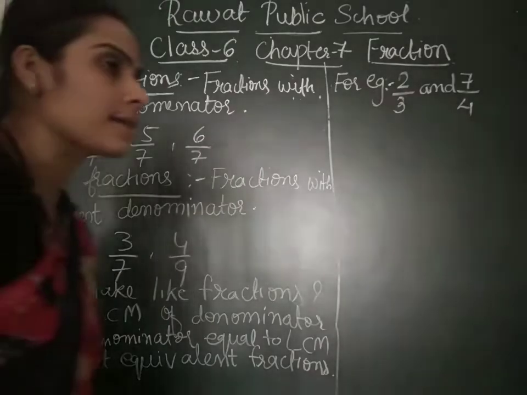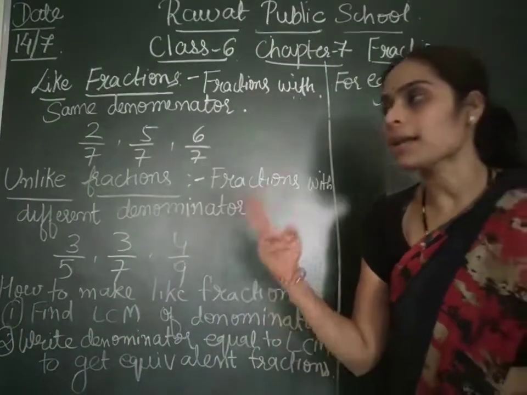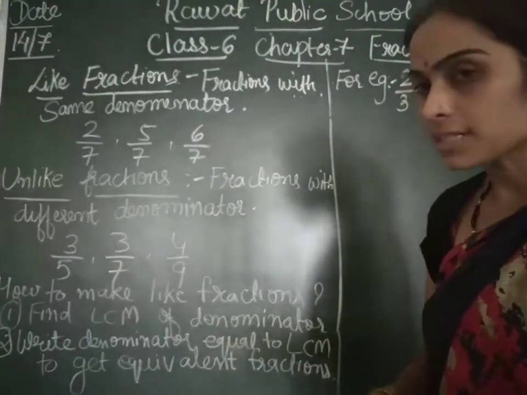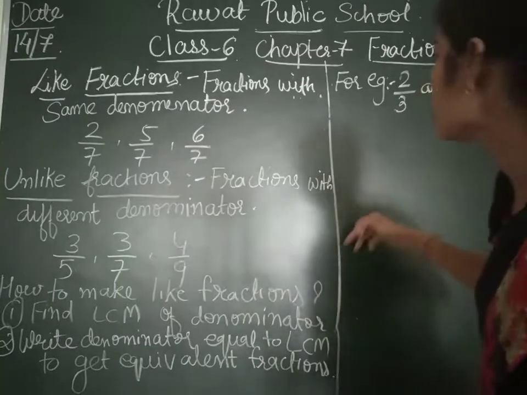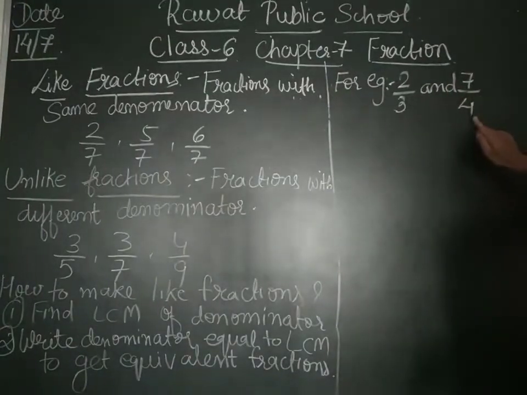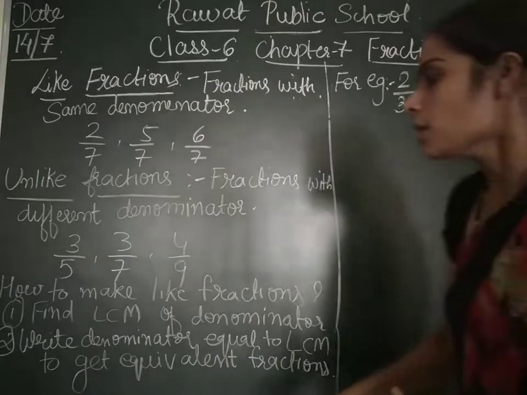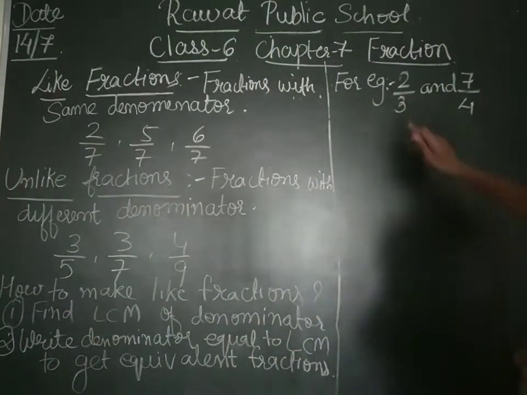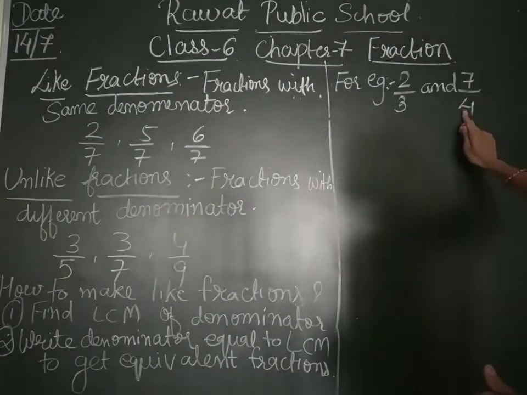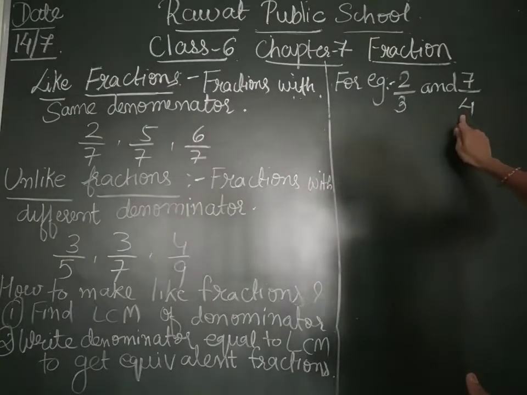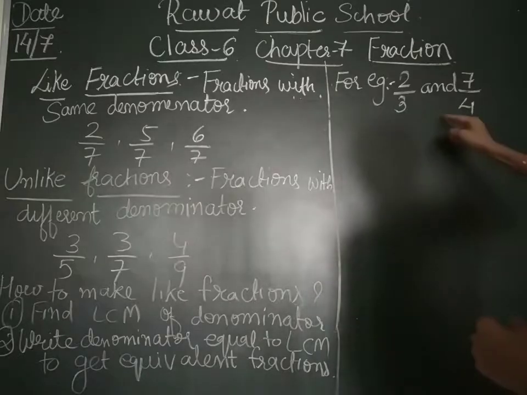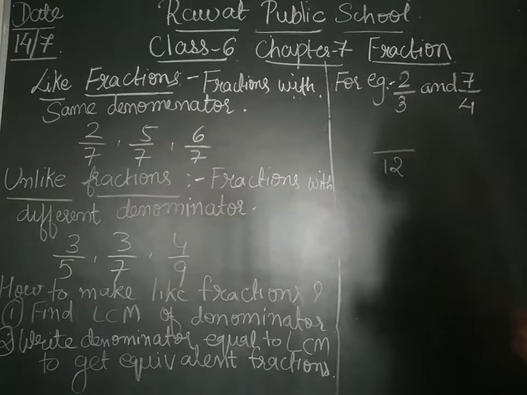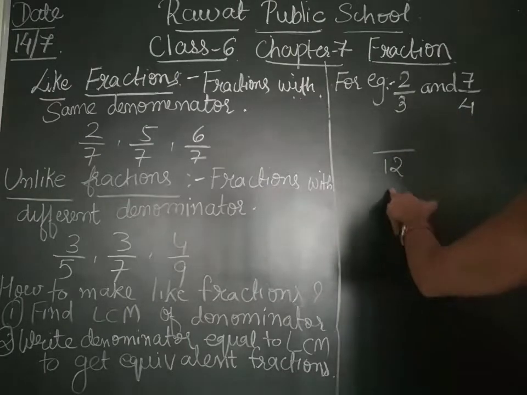Now, if you are asked how you can make two unlike fractions like fractions, then there are some steps. Let's follow them and convert 2 by 3, 7 by 4 into like fractions. So first step is find the LCM of the denominators. Here 3 and 4 are the denominators. So let's take out the LCM of 3 and 4. It will be 12. The LCM of 3 and 4 will be 12.